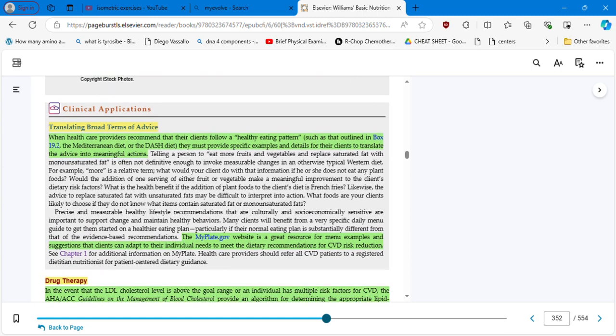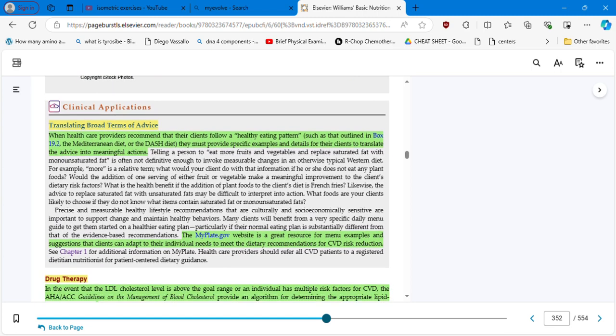Now, translating into broad terms of advice. When healthcare providers recommend that their clients follow a healthy eating pattern, such as those outlined in Box 19, the Mediterranean diet or the DASH diet, which stands for Dietary Approaches to Stop Hypertension, they must provide specific examples and details for the clients to translate the advice into meaningful actions. That's kind of what I was explaining before, right? It's not just "please engage in a healthy eating pattern" without being specific.